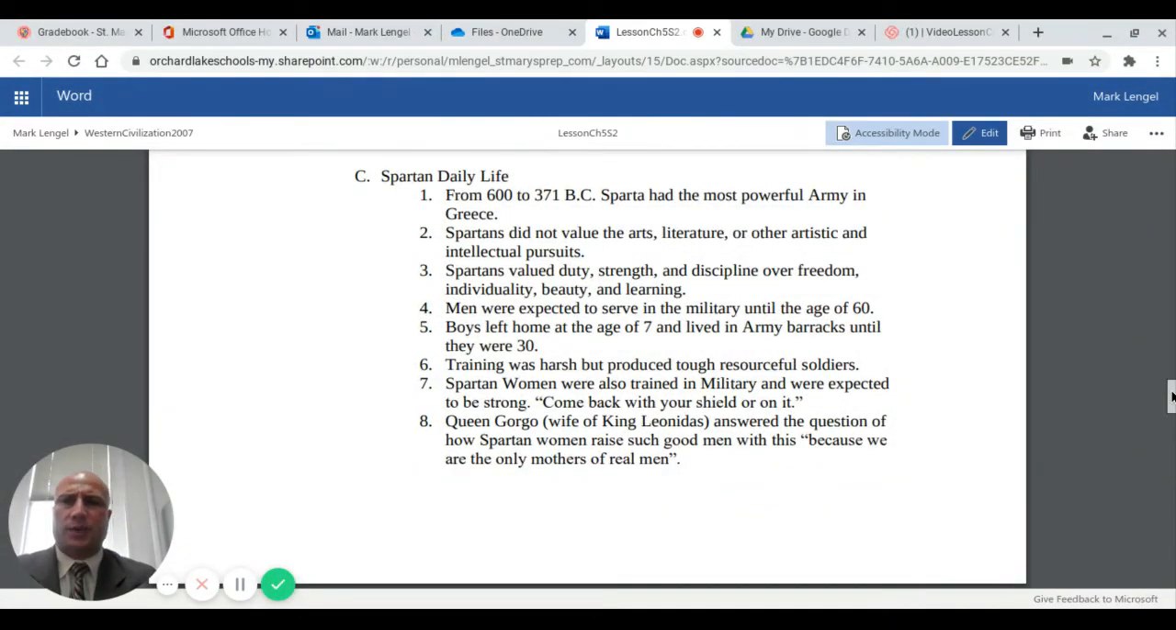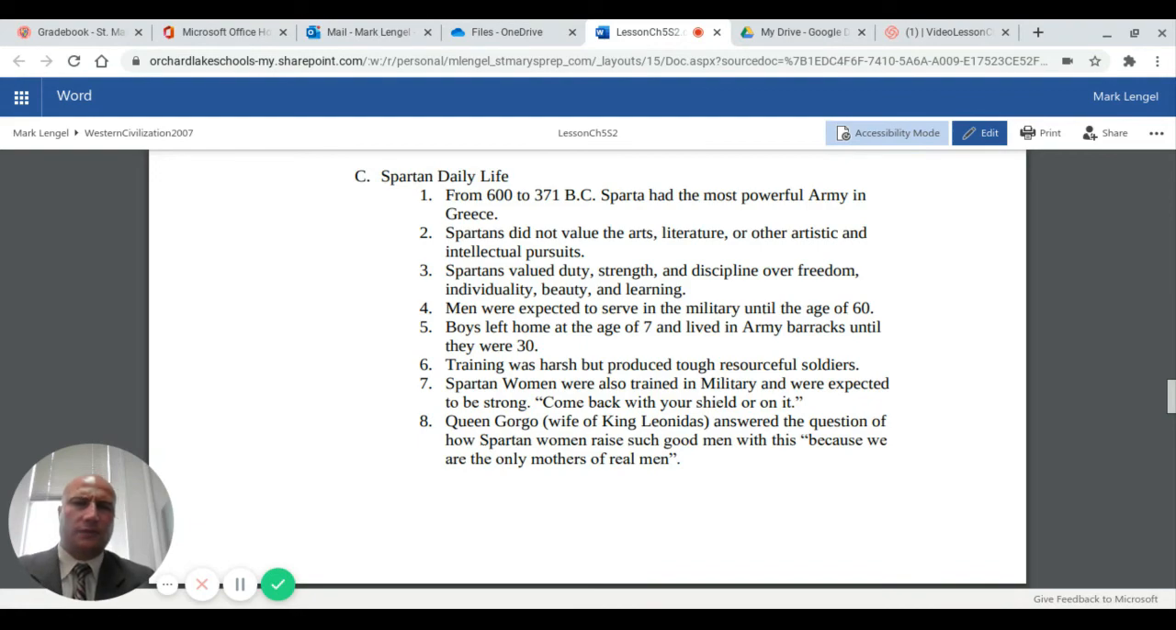Spartan daily life was pretty harsh. From 600 to 371 BC, Sparta did have the most powerful army in Greece. The most powerful navy was probably handled by the Athenians. The Spartans did not value things like the arts or literature or other artistic and intellectual pursuits, but they did value things like duty, strength, discipline, over more Athenian democratic values of individuality, beauty, and learning.